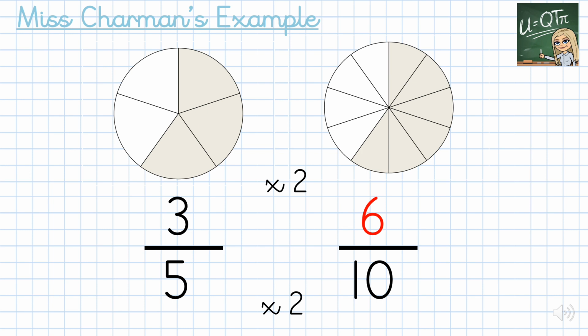Have a think for a moment. How do you create an equivalent fraction? That's right. You can times the numerator and the denominator by the same number to create an equivalent fraction. You can also divide both the numerator and the denominator by the same number to create an equivalent fraction too. For example, 3/5 is the same as 6/10 because I've times both the numerator and the denominator by 2.